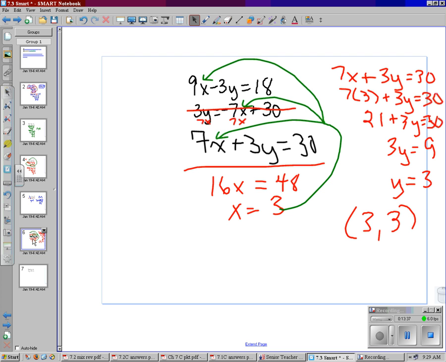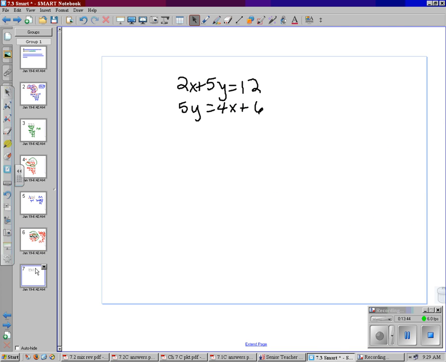Any troubles there? Any troubles at all? Do we need another one like that where we have to move variables over? Nope. Okay. Then I'm going to stop this.